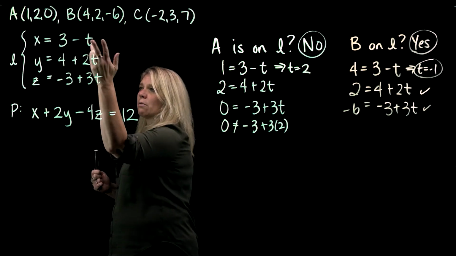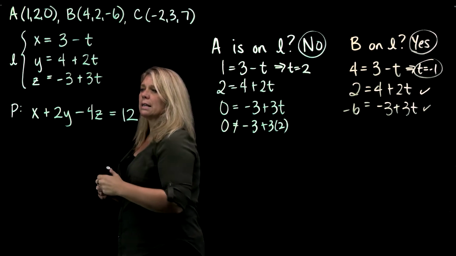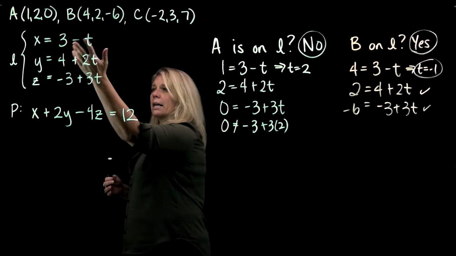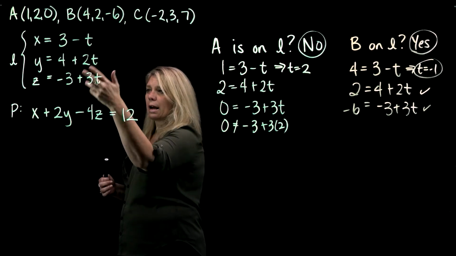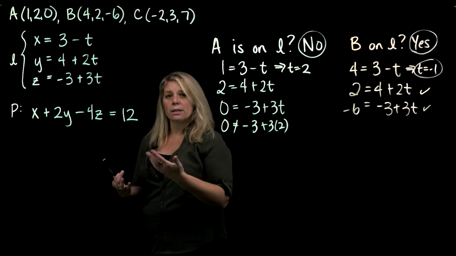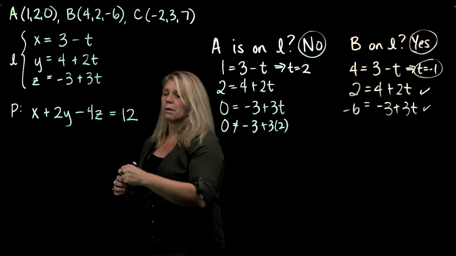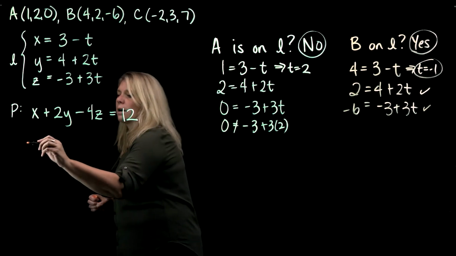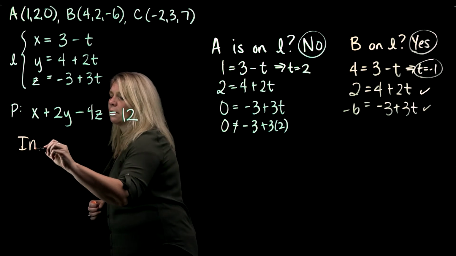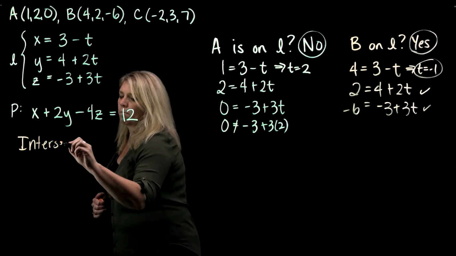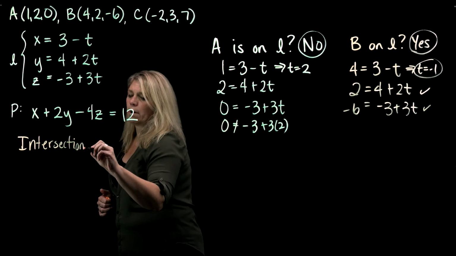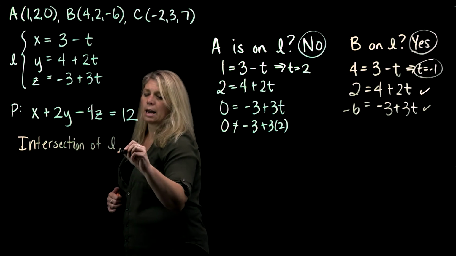I've got an x equals and a y equals and a z equals. So we really can just substitute those in for x, y, and z, solve for t, and determine whether that makes our system consistent or not. So we're looking for an intersection point of line L and plane P.